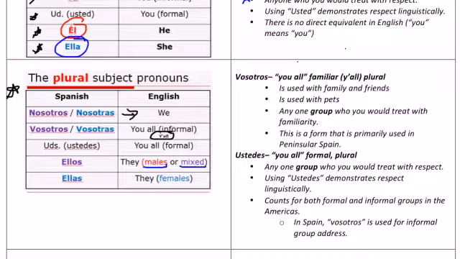As far as the formal and informal, we have vosotros, which means you all, familiar, y'all. And again, to repeat, it's used with family and friends, pets, any group who you would treat with familiarity, and this is a form that is primarily used in Peninsular Spain. If you've taken Spanish before, you may not be familiar with vosotros. You may have even been told that it is not taught. And that could not be further from the truth. It is taught, and it's widely used in Spain and Europe.